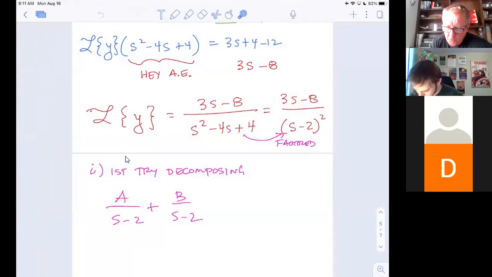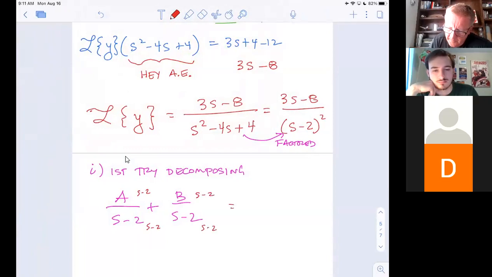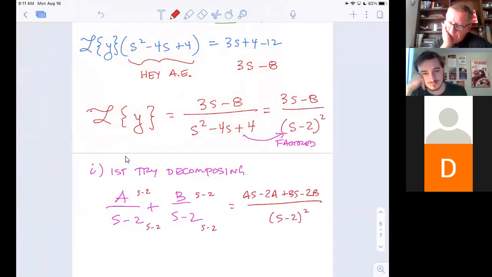But that should really bother you because, look what happens. If I try to add those by multiplying this top and bottom by s minus 2, then don't I get a s minus 2a plus b s minus 2b all over the required denominator? So this looks to be working good. And so I just need to make this equal to my 3s minus 8, right? So we're doing great. I don't see any problem here. It looks like we're doing great.